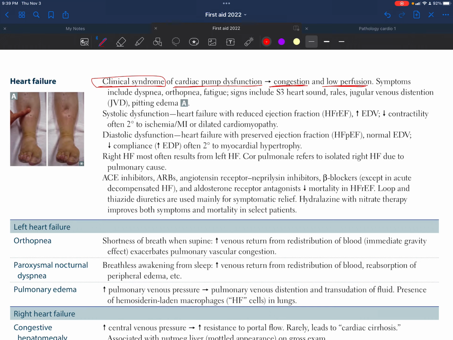So symptoms of heart failure, whichever of the two types it is, mainly include, for both of these, dyspnea, that is shortness of breath, and also orthopnea, shortness of breath at night when someone tries to sleep, and also fatigue. And within the signs, when we check the patient, we listen for an S3 heart sound heard in early diastole, we may hear rales, and we may see JVP distension, so jugular venous distension, and also pitting edema.